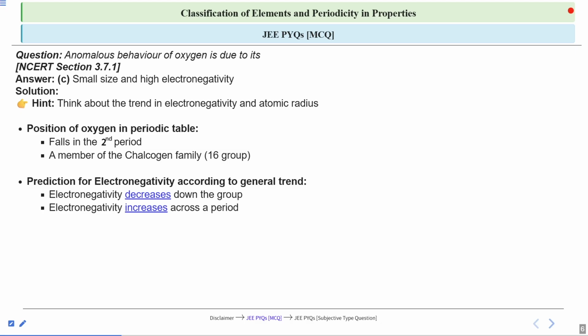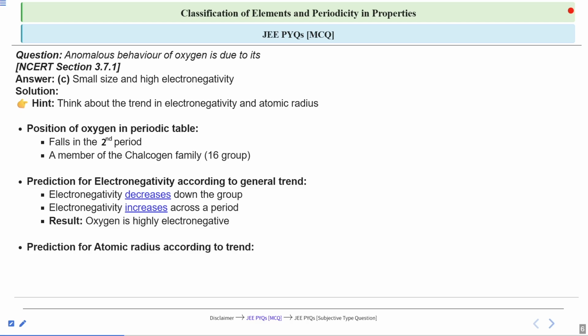Similarly, it increases across a period. So elements on the rightmost part are the most electronegative elements, apart from the noble gases, which have zero electronegativity. As a result of these two trends, you can clearly say that oxygen will have a high electronegativity, or it will be highly electronegative.